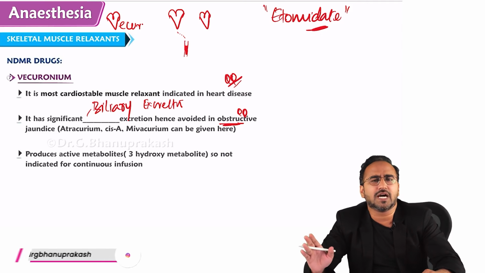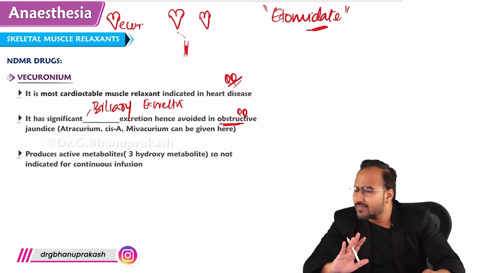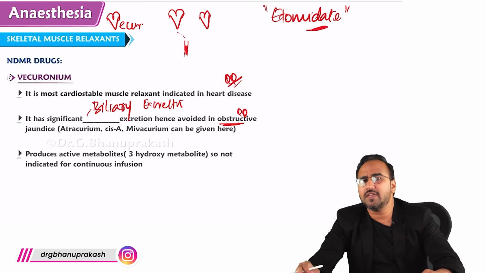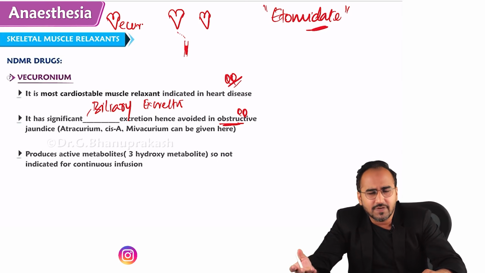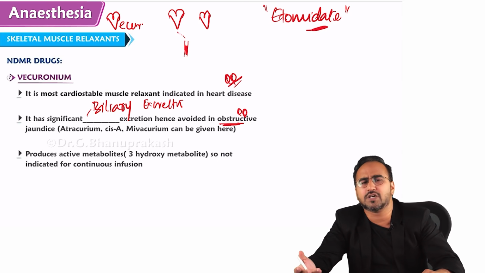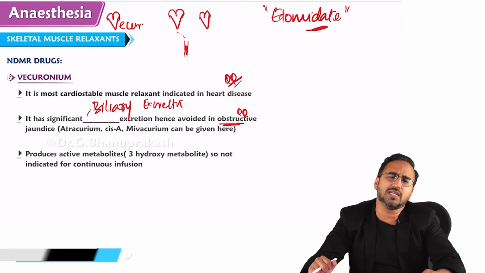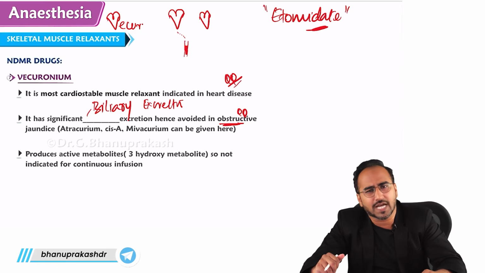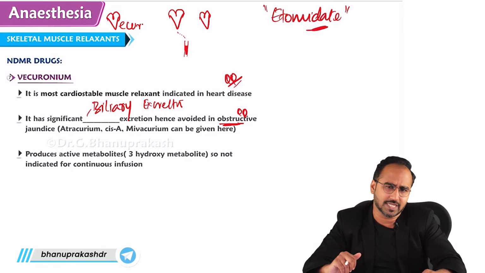Cisatracurium and Atracurium are metabolized by Hofmann elimination. They have nothing to do with the liver, sir. That's why I am using them. But why is Mivacurium a third choice? Because Miva also has no dependence on the liver. Mivacurium is metabolized in the plasma by plasma pseudocholinesterase.